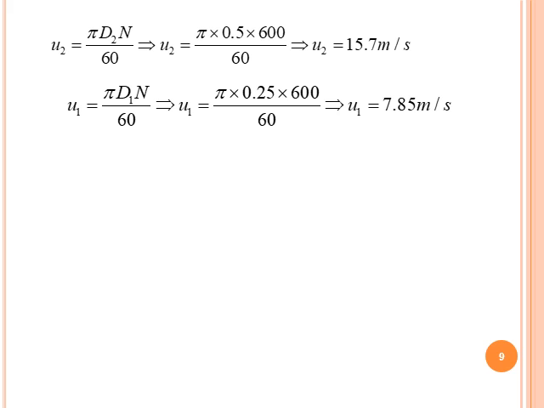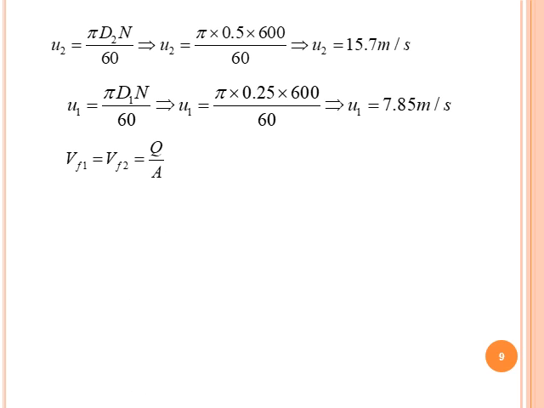In a similar manner, we have to calculate the value of U1 at inlet, that is pi D1 N by 60. Once again, the diameter at inlet is 0.25 meter, and the speed remains constant, that is 600 rpm. So now U1 is equal to 7.85 meter per second.